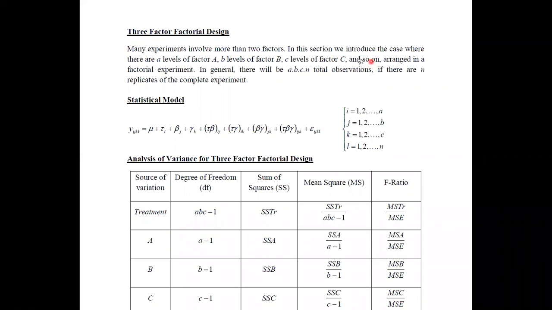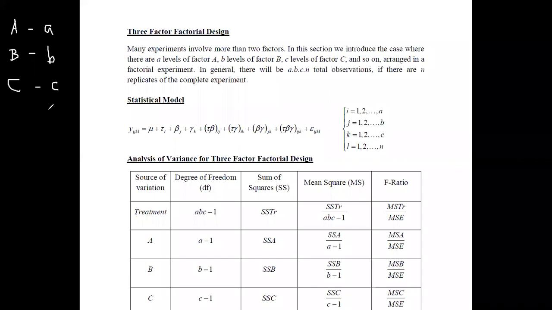And if you are arranging a factorial experiment using these three factors, in general we have a × b × c × n total observations. It is because here we have considered three factors. Factor A has a levels. Factor B has b levels. Factor C has c levels.